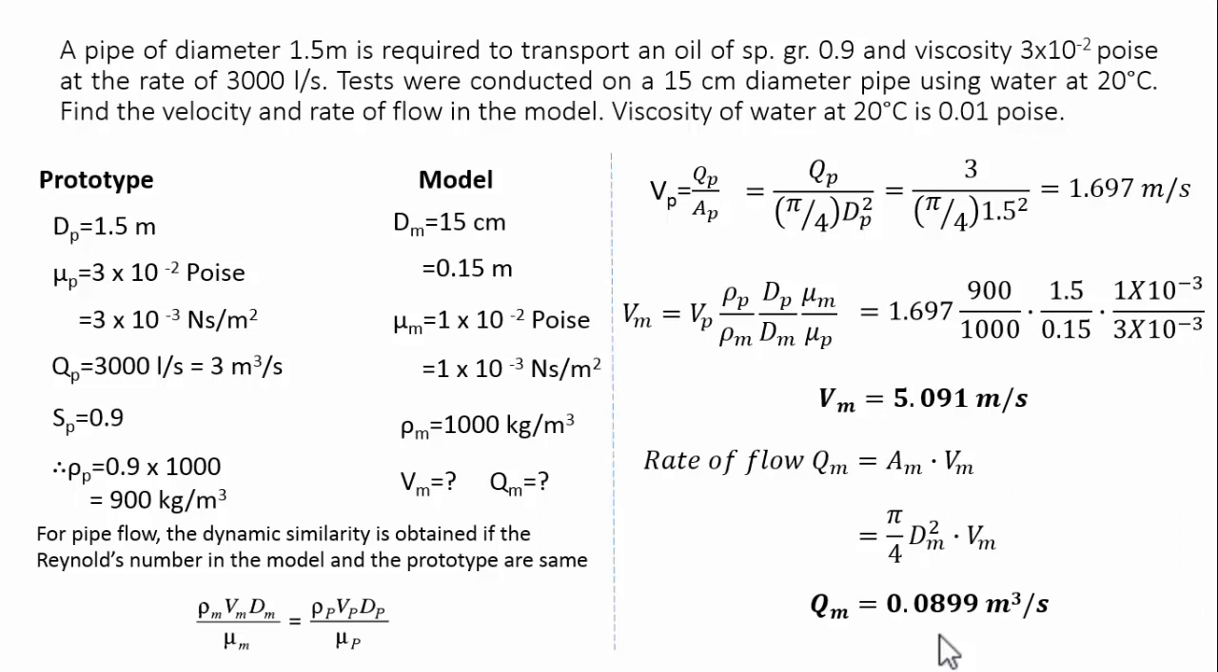We can write the same answer in liters per second also. We know that 1000 liters is equal to 1 meter cube. So the answer is 89.9 liters per second.